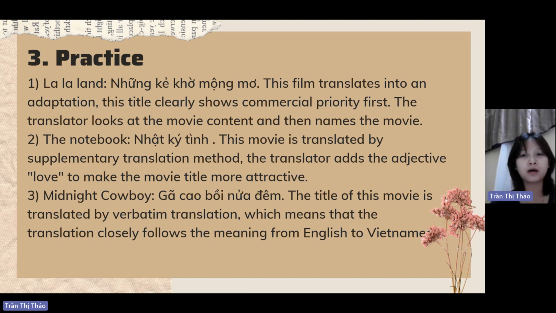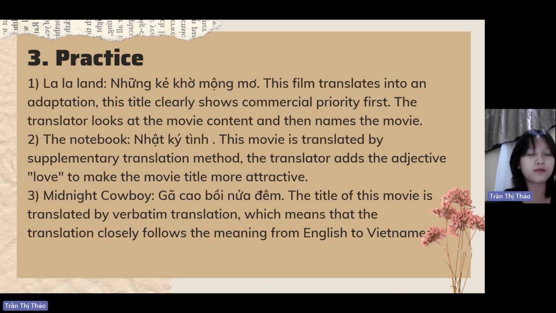I found some movies. The first is La La Land, meaning in Vietnamese những kẻ khờ mộng mơ. And this film's title is translated by adaptation. This title clearly shows commercial priority first. So the translator looks at the movie content and then names the movie.